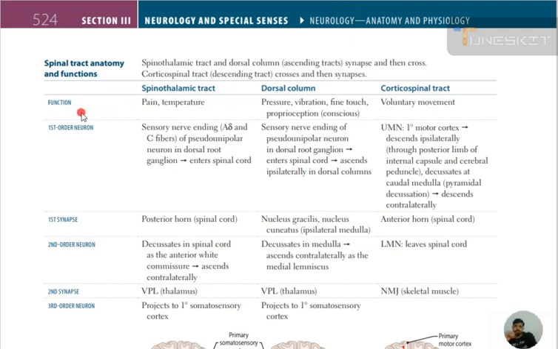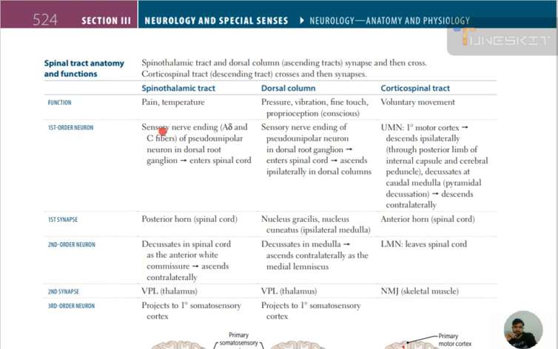And what are the functions? Spinothalamic tracts, dorsal columns, and corticospinal tracts. Spinothalamic means from spinal cord to thalamus, which means these are ascending tracts. These first synapse, then cross. These carry pain and temperature.